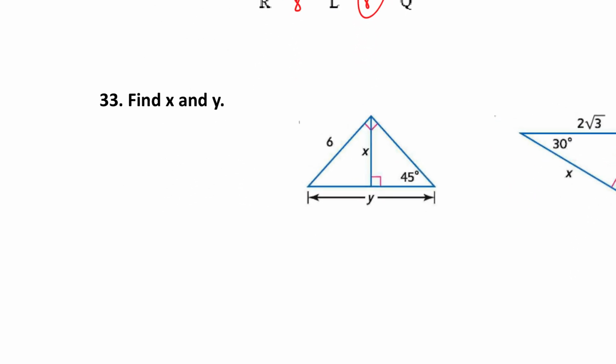Okay, number 33. So we've got a 45, 45, 90 here. So to go back there, you divide by the square root of 2. So you get 6 square roots of 2 over 2, which means 3 square roots of 2 here. And then if you think about the bigger triangle, 6, 6, this would be 6 square roots of 2.